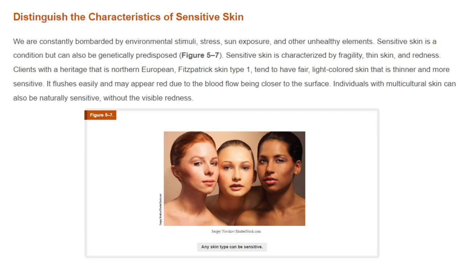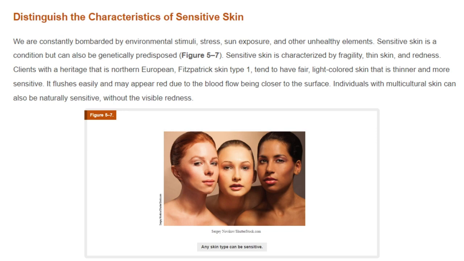We are constantly bombarded by environmental stimuli, stress, sun exposure, and other unhealthy elements. Sensitive skin is a condition but can also be genetically predisposed, Figure 5.7. Sensitive skin is characterized by fragility, thin skin, and redness. Clients with a heritage that is Northern European, Fitzpatrick skin type 1, tend to have fair, light-colored skin that is thinner and more sensitive. It flushes easily and may appear red due to the blood flow being closer to the surface. Individuals with multicultural skin can also be naturally sensitive, without the visible redness.